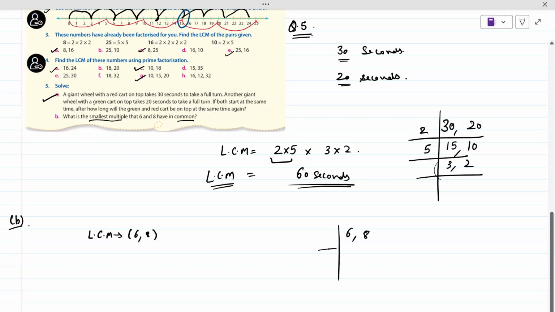With 6 and 8, we have 2 into 3, 2 into 4, and then 3 and 4 have nothing in common. So what is the LCM? First write the common factor 2 and then the uncommon ones, 3 into 4. So this is 24. The LCM of 6 and 8 is 24.